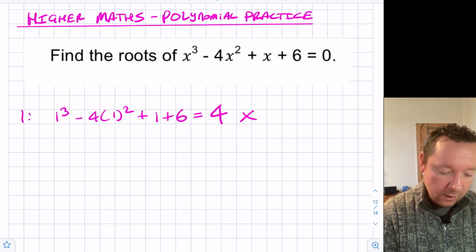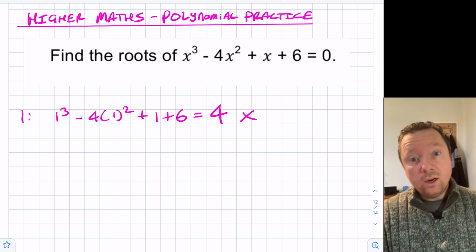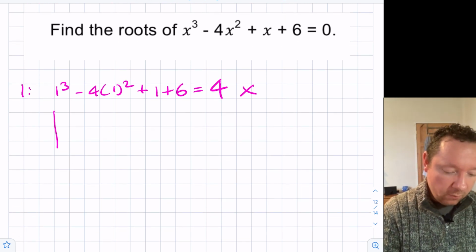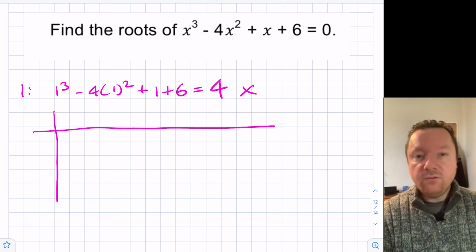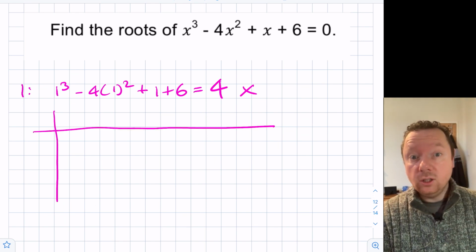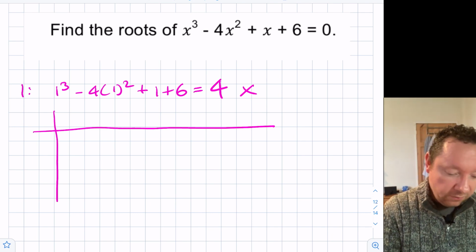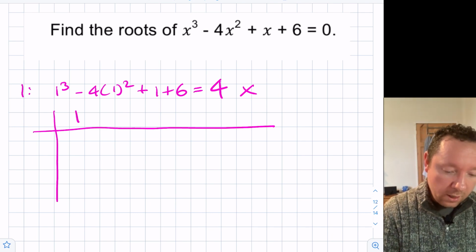it's not that one. Similarly, if you tried minus 1, it wouldn't work, 2 wouldn't work, minus 2 wouldn't work, and eventually you would try 3. Now, once you get the bigger numbers, it's probably better just doing it with synthetic division if that's the method you've been doing in school, or you might be doing long division in another way. But synthetic division is the most common, so you've got 1, minus 4, 1 and 6, and I'm going to try 3 in this case.